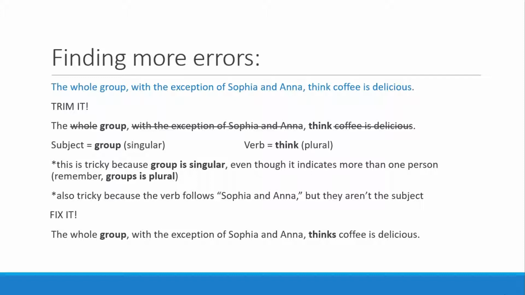So what we could do is cut out the phrase "with the exception of Anna and Sophia." Just get rid of all that. And if we read it, the whole group thinks coffee is delicious. That sounds right. That sounds good. That is correct.